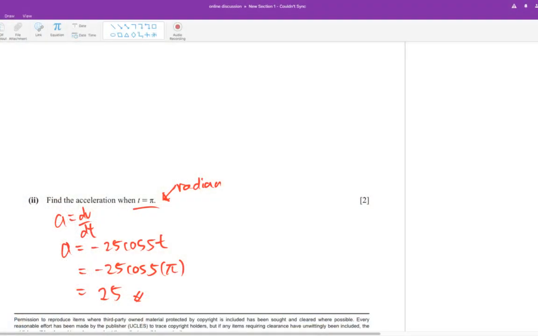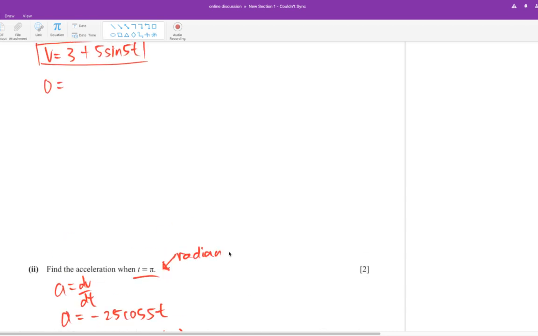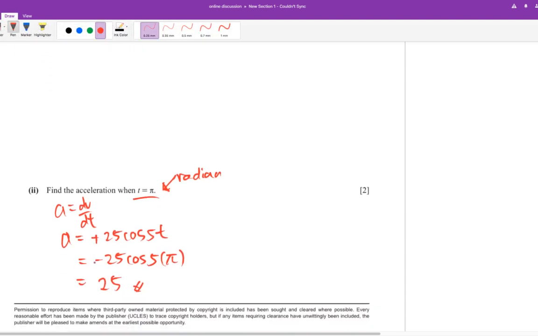Okay, yes, I realize I made the mistake. Yeah, sine will get positive. Why did I write the negative 25? Okay, let's go back to the screen first. Because I made a careless mistake here. Because here I differentiate sine, I get positive cos. So this should be positive. So this one should be positive 25. Thanks to the student who reminded me. So 25 cos 5 multiplied by pi. Yeah, the answer is negative 25.